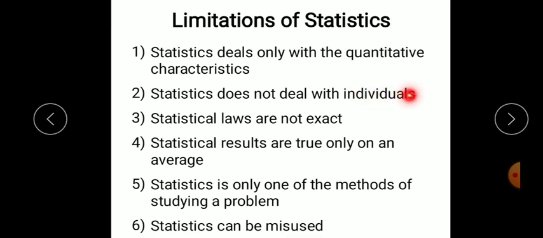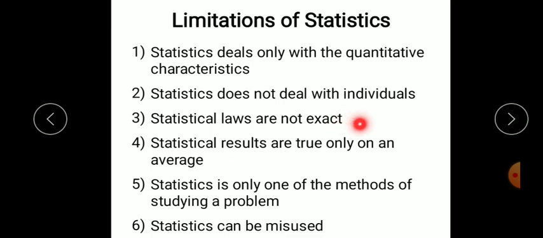The second point says that statistics does not deal with individuals. Now, what does it mean? Since statistics deals with aggregate of facts, a single and isolated figure cannot be regarded as statistics. For example, the height of one individual is not of much importance, but the average height of a group of people is important from statistical point of view. We deal in large groups and aggregated facts and figures in statistics, not of individual person or individual item.